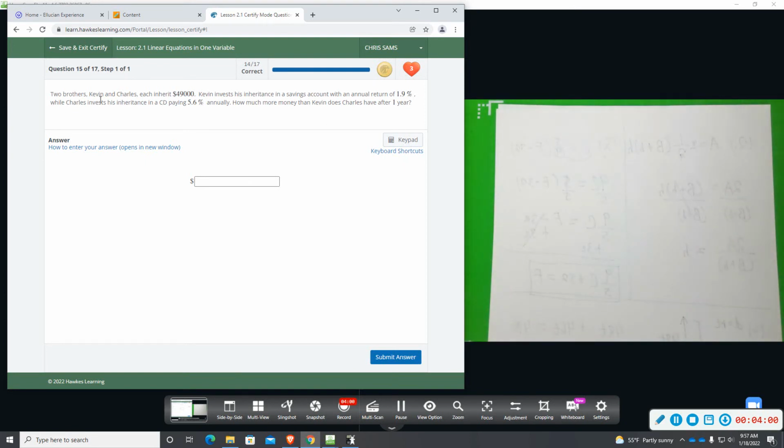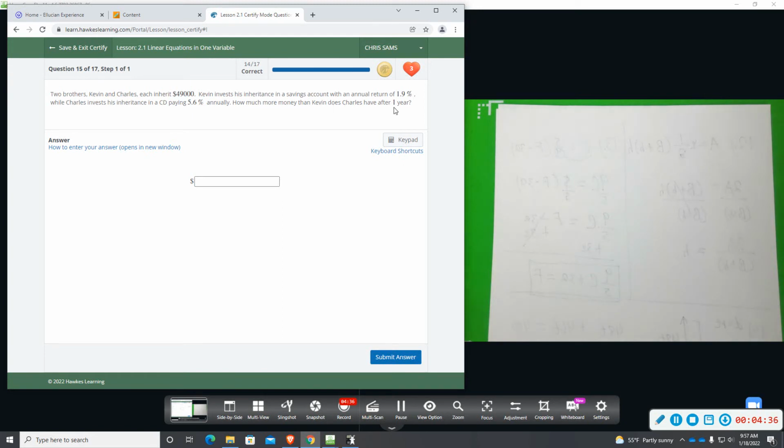So two brothers, Kevin and Charles, each inherit $49,000. Kevin invests his inheritance in a savings account with an annual return of 1.9%, while Charles invests his inheritance in a CD paying 5.6% annually. How much more money than Kevin does Charles have after 1 year? Okay, so we want to find the difference because we want to know how much more.